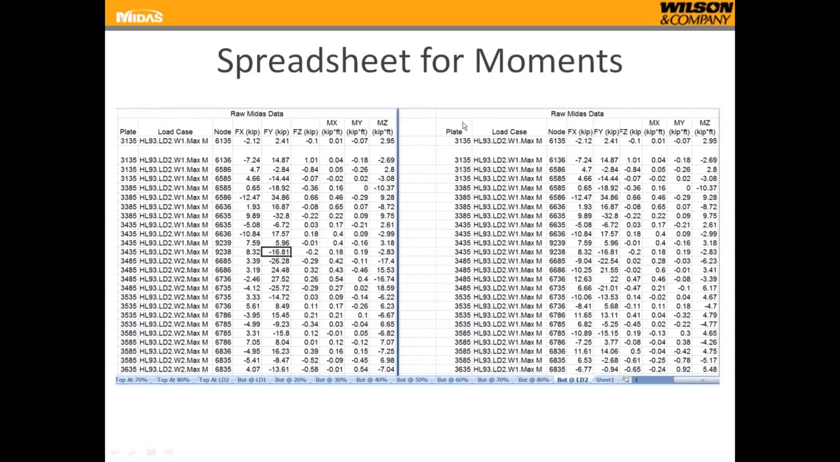So here's a screenshot of one of those data reduction sheets. Here we have the raw Midas data. I selected the plates that were relevant to this section. So this is the bottom flange at lifting diaphragm 2. All of these plates were needed for that location for the moments.